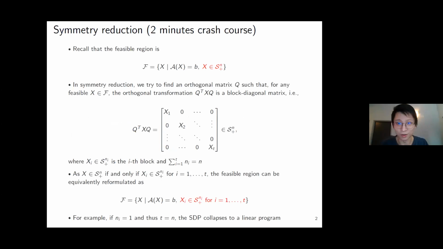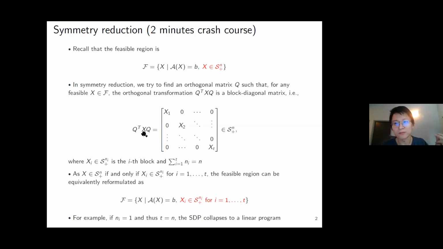A 2 minutes crash course. We have the feasible region of an SDP, which is a spectrahedron here. What's important is this positive semi-definite constraint. In symmetry reduction, we try to address this positive semi-definite constraint by simplifying it into smaller PSD constraints. How do we do that? We try to find an orthogonal matrix Q such that for any feasible matrix X, the orthogonal transformation Q transpose XQ is a block diagonal matrix.